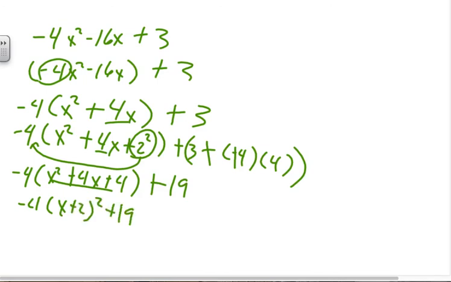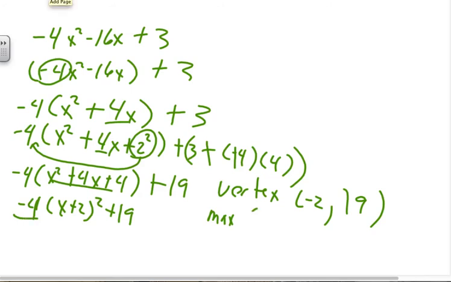So my vertex is going to be at negative 2 and 19. And the maximum value of my function, and this is now a maximum because this is a negative, so it's opening down, the maximum value of my function is 19. In other words, there's another way to do this.